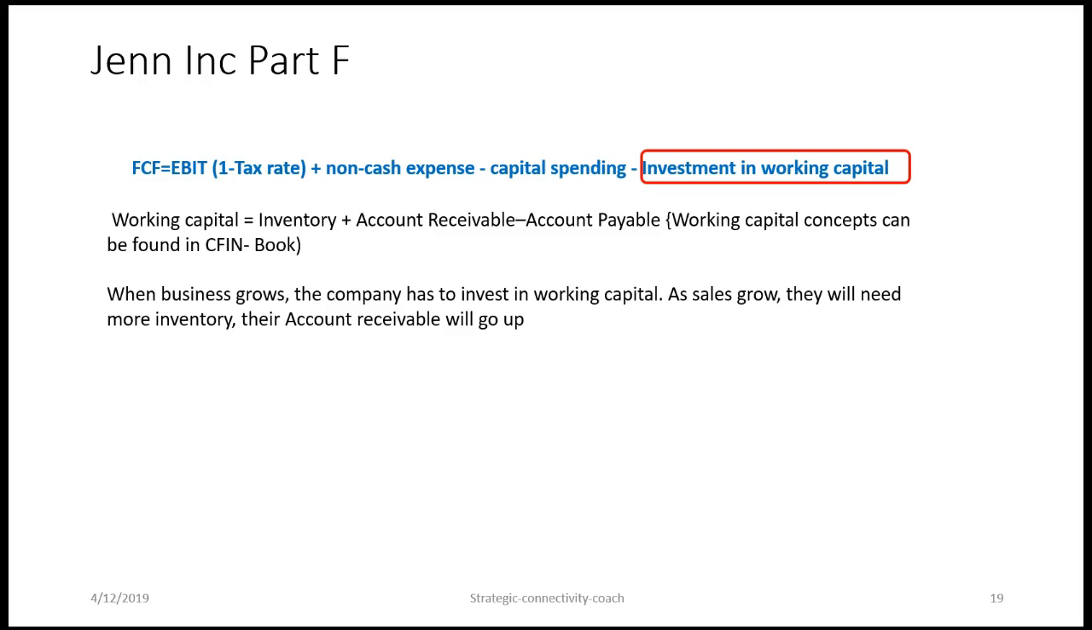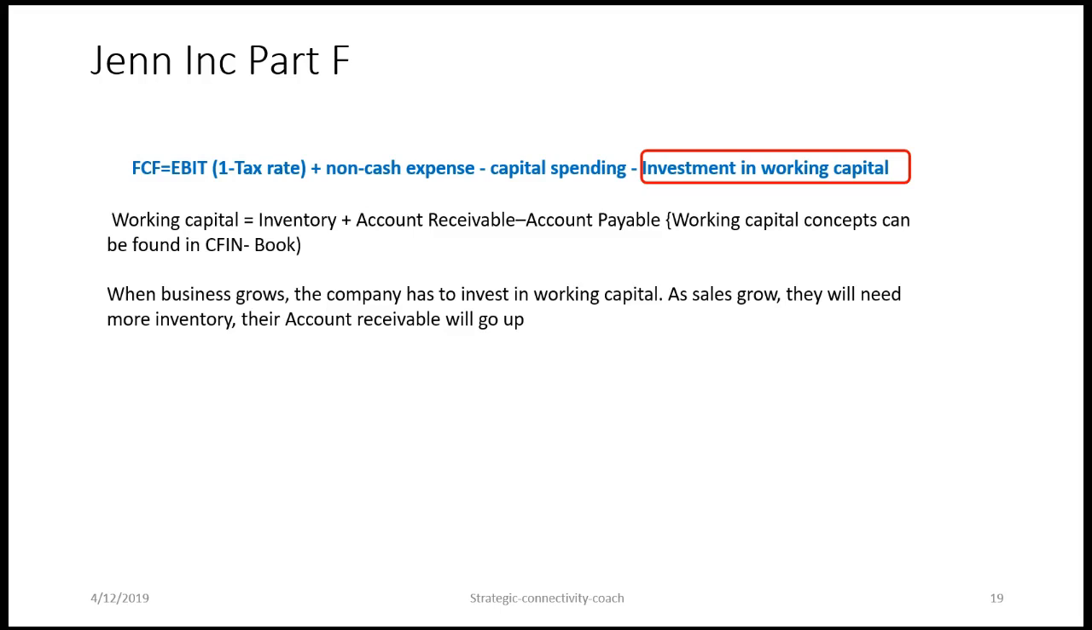So when the business grows, sales go up, and the company has to invest in working capital. For example, as sales grow, they will need more inventory, and their accounts receivable will go up. I mean, that's a good problem to have in the sense that you're growing your business, and hence you may have to carry more inventory.